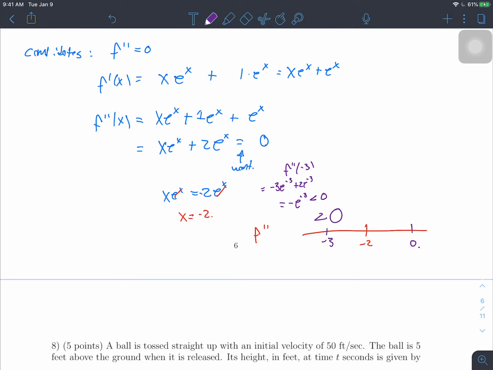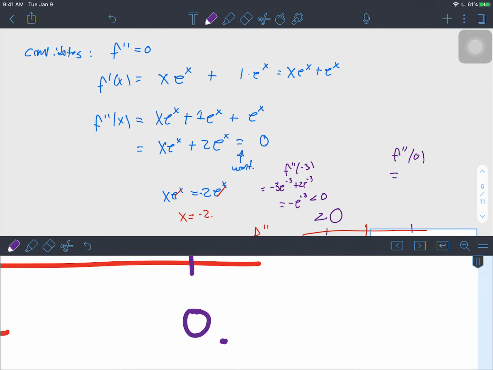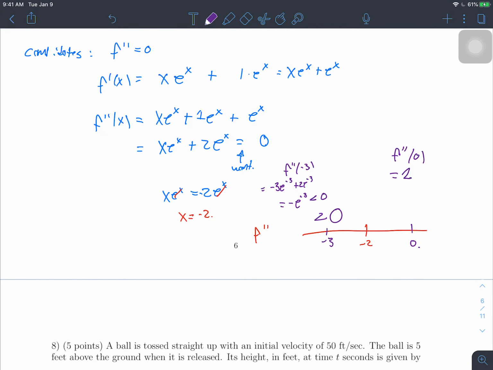And then after negative 2, let's try f double prime of 0. Well, it's going to be equal to 0 times e to the 0, which is 0, and then we'll have 2 times e to the 0, which is 1. So this will be 2, and that is larger than 0. So we have verified that f double prime went from being negative to being positive, therefore we have an inflection point.